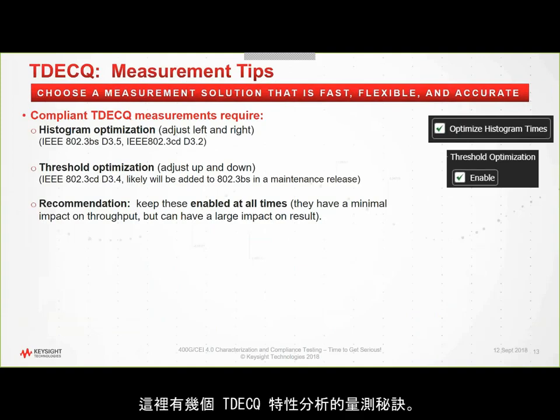Some measurement tips for characterizing TDECQ. You want to use a measurement solution that's very fast, flexible, and accurate. A compliant TDECQ measurement requires histogram optimization, so those are the two slices that are allowed to move to the left and right slightly. There's also threshold optimization of the slicing levels, which can move up and down. Our recommendation at Keysight is to keep those enabled at all times. You have the ability in the software to turn them on and off, but because they have minimal impact on throughput, we recommend you keep them on because they can have a significant impact on the accuracy of your result.